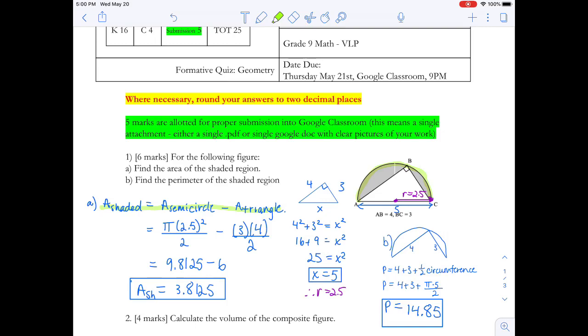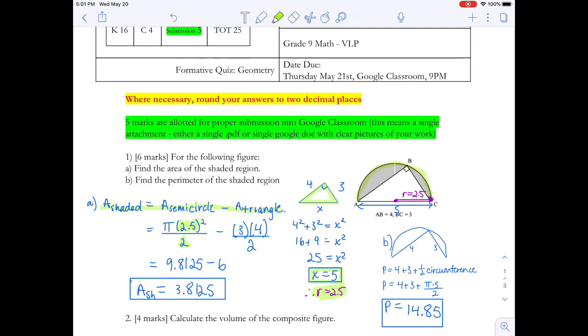So I'm going to use the dimensions of the right triangle that I'm given. And because it's a right triangle, I can use Pythagorean theorem to figure out that x equals 5. Okay. So once I know x equals 5, I can tell that my radius is going to be half of that. So my radius is 2.5. And I put that in my formula for the area of a circle. And then I have to divide it by 2 because it's a semicircle.